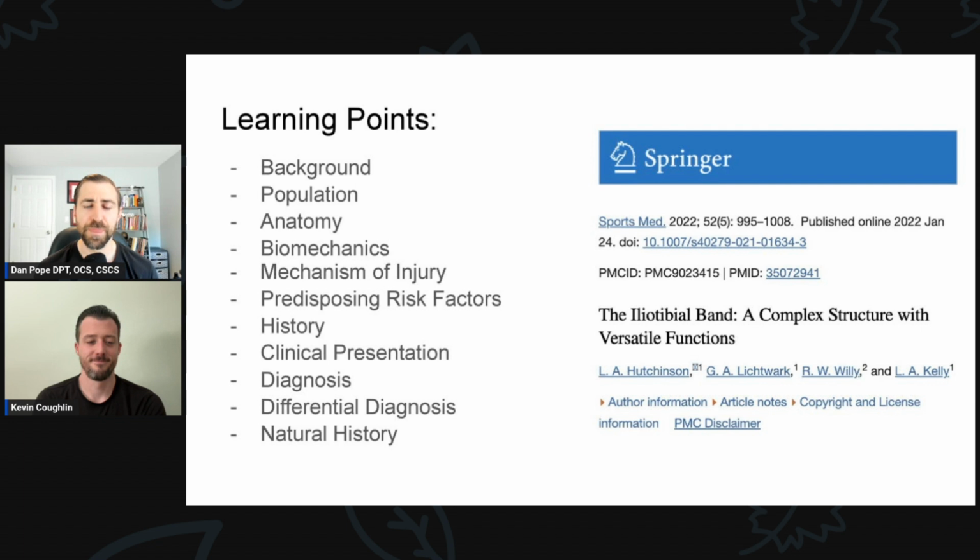And here's the thing. I took a lot of the information in this lecture from a few different papers, and probably the one that I took most of the information from was this study from Sports Medicine in 2022. It was titled The IT Band, a Complex Structure with Versatile Functions. Lead author was Hutchinson. And the other author on here of note is Rich Willy. Sorry to the other authors, you guys are all great.